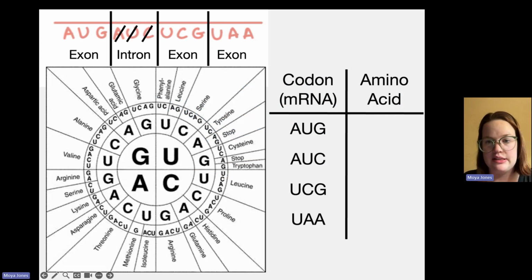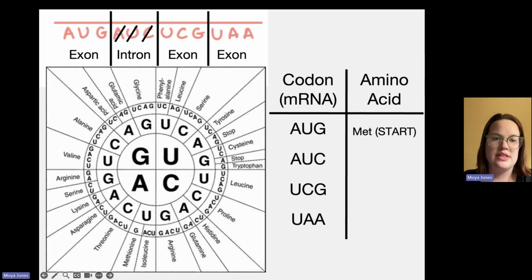We did some practice with this yesterday. AUG is an exon, so we know that we have to turn it into an amino acid. You start with A, then you move to U, then you go to G, and you see that it codes for methionine. Methionine is special because it is our start codon. Every protein starts with the start codon.